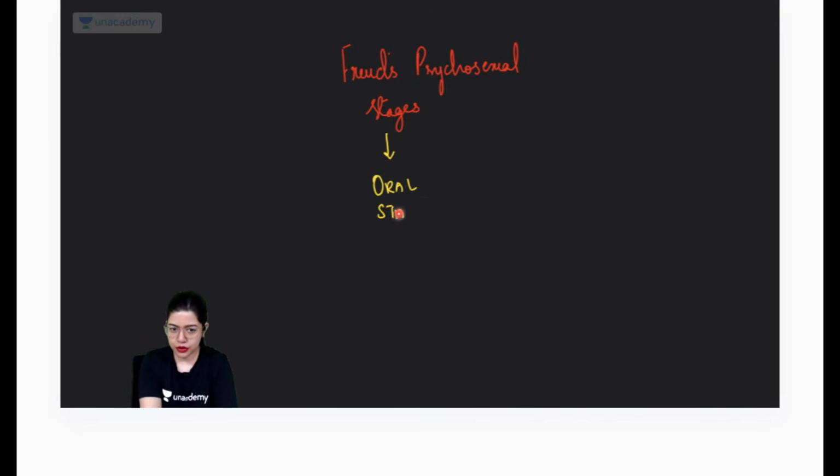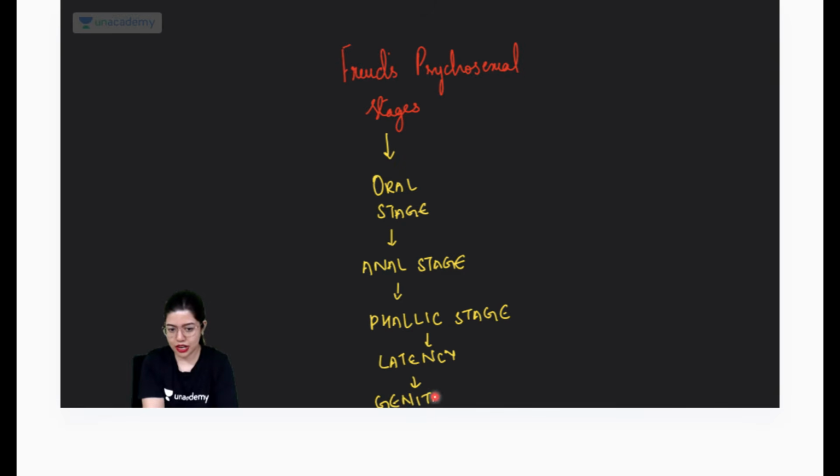Oral stage. Okay, all right. Then we have the anal stage. Then we have the phallic stage. And then we have latency. And then what else do we have? Then we have the genital stage, healthy adult development. Genital stage. Chalo, wonderful. Okay, all right, fine, great.